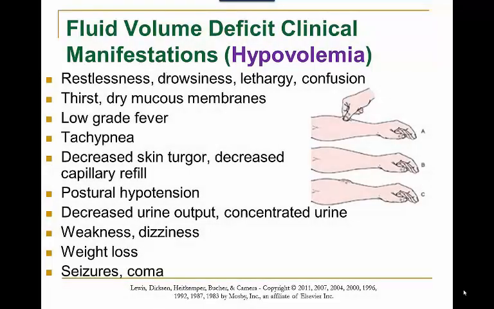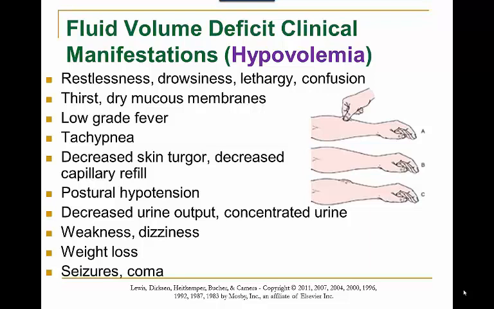So what does the patient look like with hypovolemia? They look restless, drowsy, lethargic, confused. They tend to be dry. They have a volume deficit. So they have dry mucous membranes. They may be thirsty, which is a good sign. Decreased skin turgor, so they don't have that rebound they should. They can even have some changes in their capillary refill. Now, low-grade fever and increased respirations, tachypnea, are things you may not think of, but those can happen as well.